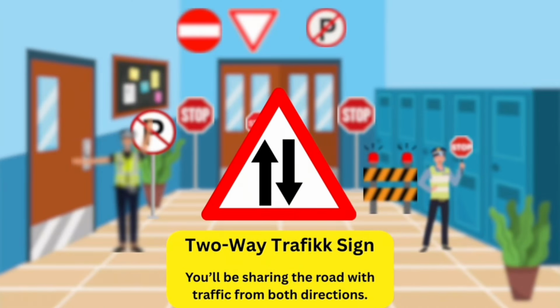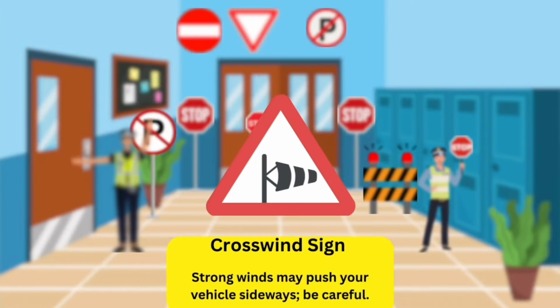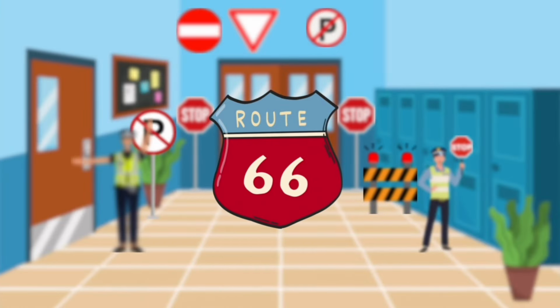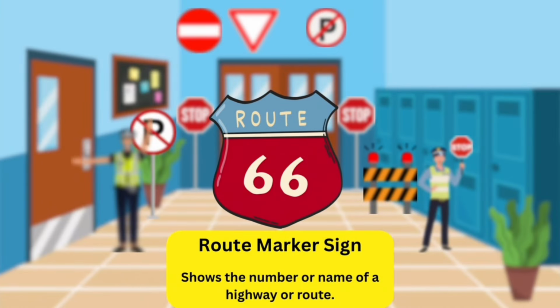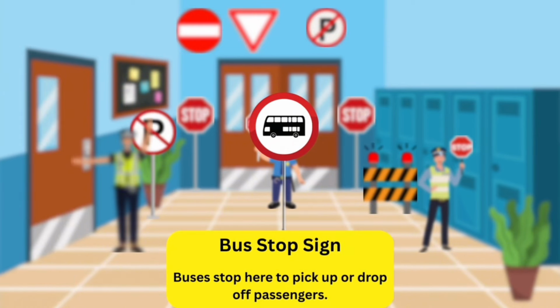Two-way traffic sign. It means you'll be sharing the road with traffic from both directions. Crosswind sign. It means strong winds may push your vehicle sideways. Be careful. Route marker sign. It means it shows the number or name of a highway or route. Bus stop sign. It means buses stop here to pick up or drop off passengers.